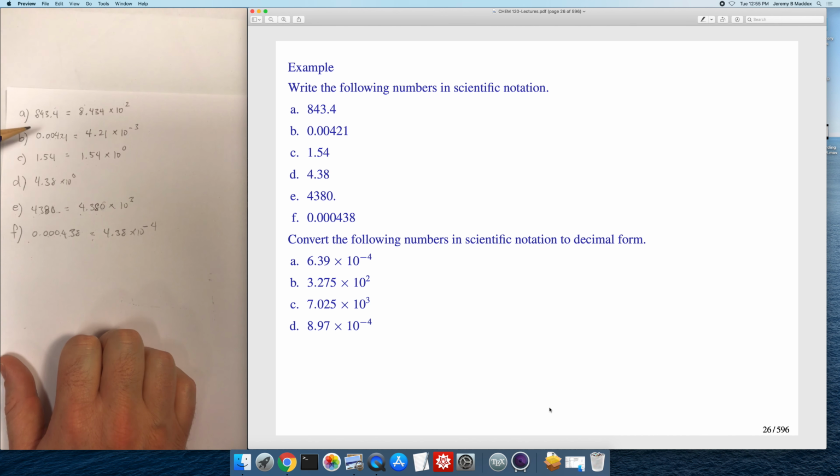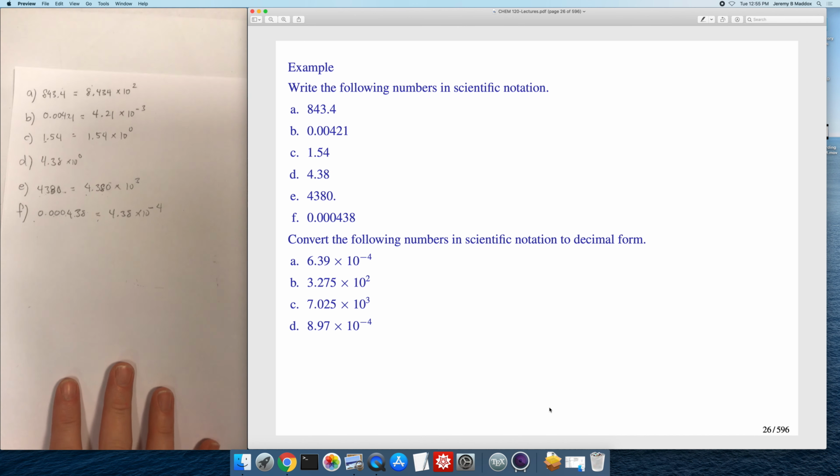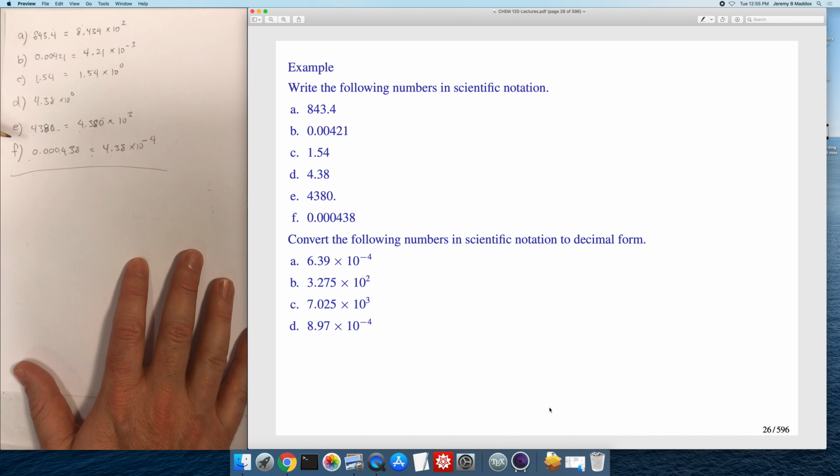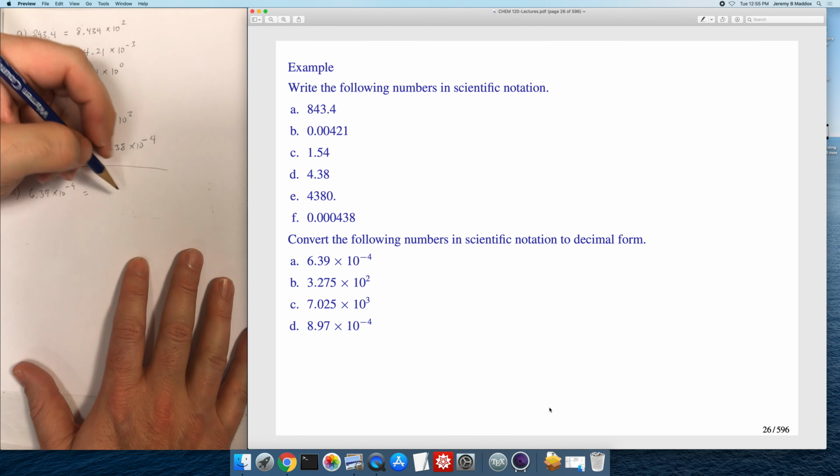Okay, so this is converting decimals to scientific notation. We can also go the other way. So working the bottom exercises here, 6.39 times 10 to the minus 4. Okay, you basically want to move this decimal place to the left 4 places.